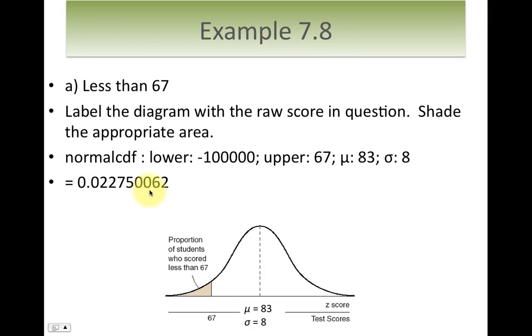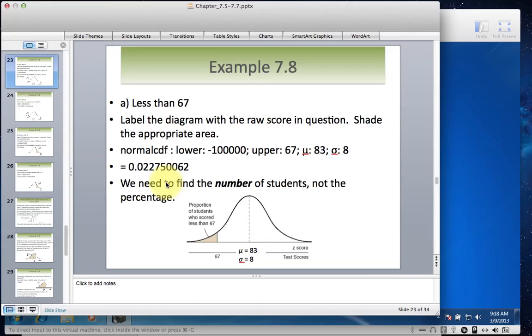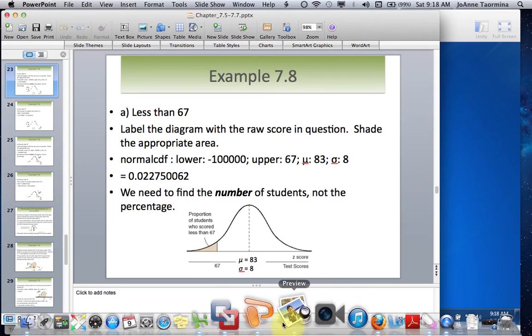So at that point, how do you figure out how many students scored less than 67 when you know the total number of students is 1,000? Well, the easiest way is to basically take this answer in your calculator and just multiply it by the total number of students. Multiply it by 1,000. Okay, so let's go to our calculator. I'll show you how to do it.